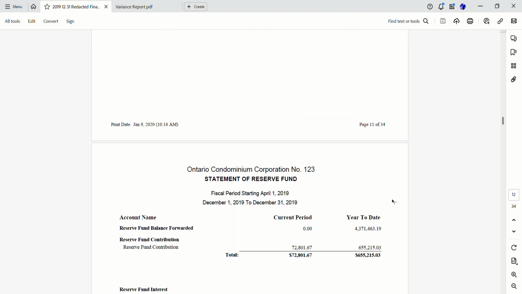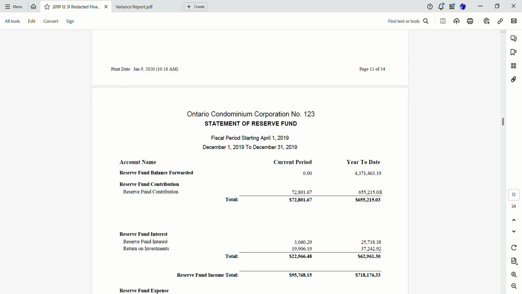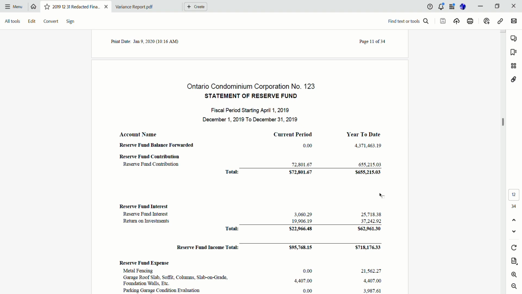When we keep going on, we can see the statement of the reserve fund. At the beginning, we can see the year-to-date reserve fund carried forward from the previous year is 437,463.9, and we have made contributions through our monthly maintenance fee. A portion of the common elements assessment, which is the monthly maintenance fee, goes into the reserve fund.